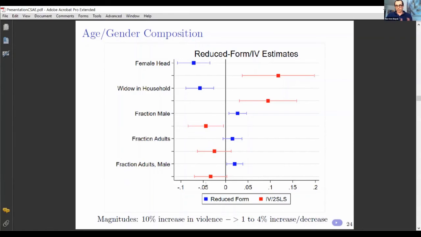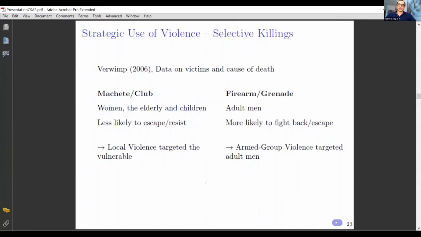Okay. So consistent with that strategic killing, I should also argue, I forgot that at this point, why would you target adult men with a firearm and a grenade? Well, if bullets are in short supply and you want to maximize the number of people killed, you would use bullets on those that are likely to fight back or escape: adult men. So it was a strategic choice.